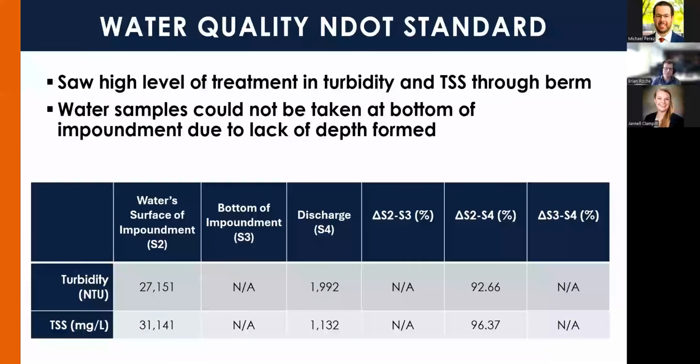Just like the Auburn power berm, we saw a high level of treatment in turbidity and total suspended solids through the berm. We were not able to take water samples of the bottom impoundment due to the lack of depth formed. But we saw a discharge turbidity of just under 2,000 NTUs, which was about a 93% reduction based on the upstream water quality for the turbidity.